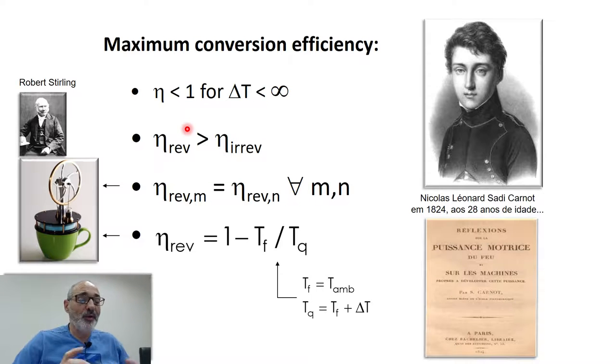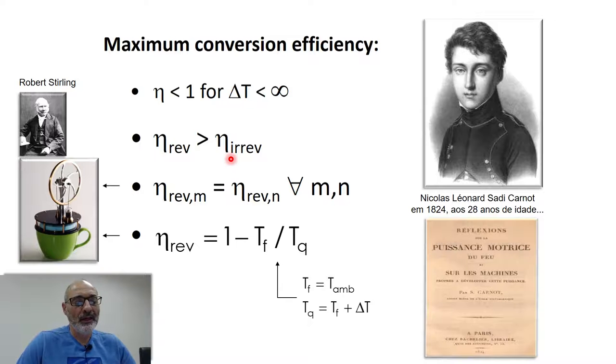Okay, so summarizing his conclusion, as I said, the maximum efficiency is always less than one for a temperature difference which is finite. Also, he showed that all reversible machines have the same efficiency. You can have different reversible machines. This is a Stirling machine, which happens to be reversible, theoretically reversible. Carnot's machine, which I'm going to show in the next slide, is also reversible. So they are very different machines, but they have exactly the same theoretical conversion efficiency.